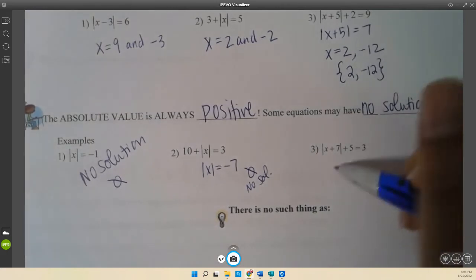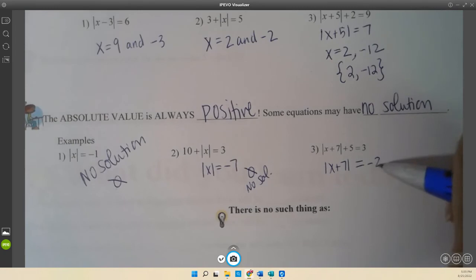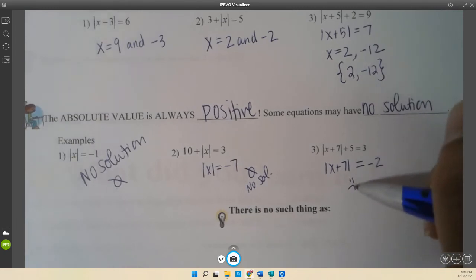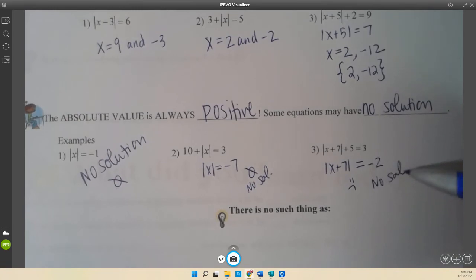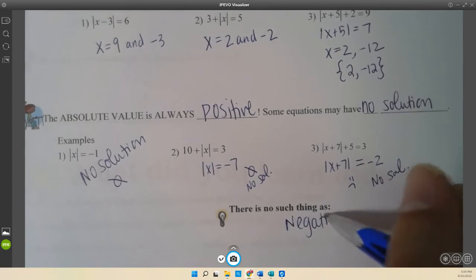And then same one, x + 7 = -2. Don't do that. I won't accept that one. No solution. There's no such thing as negative distance.